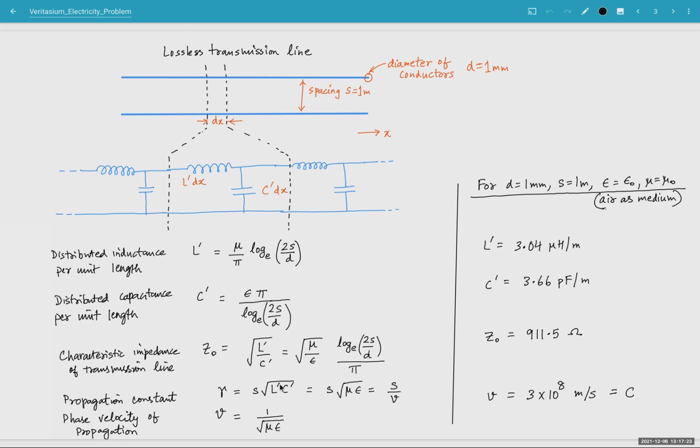So in fact, the speed at which any current or voltage waveform will travel in this transmission line is this phase velocity, which, assuming that the conductors are surrounded by air, is exactly equal to the speed of light in vacuum or in air, which is 3 times 10 to the 8 meters per second. So now, before I begin, as I mentioned, let's go back to the last page.